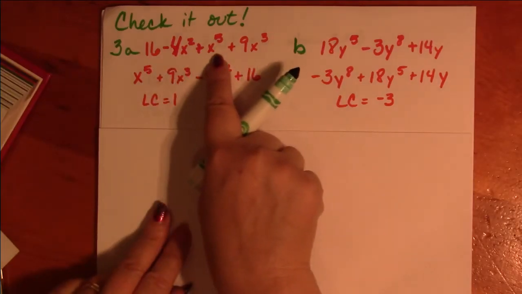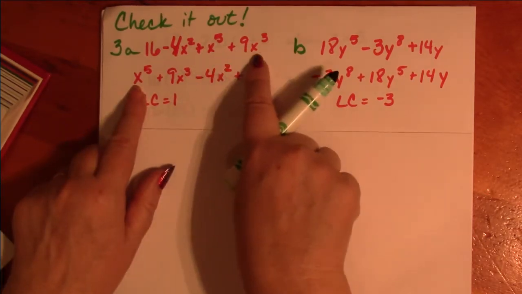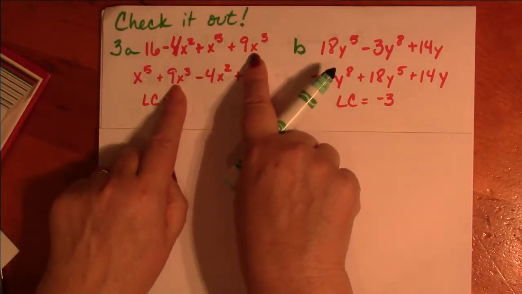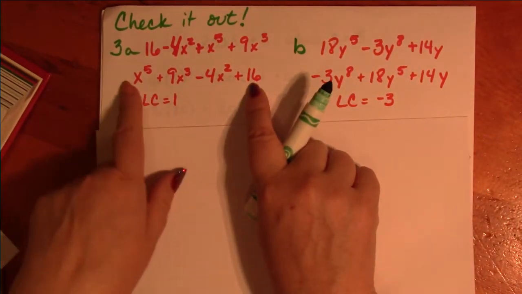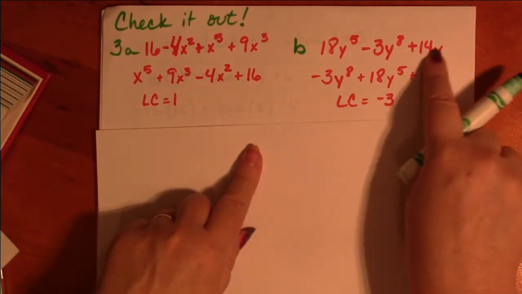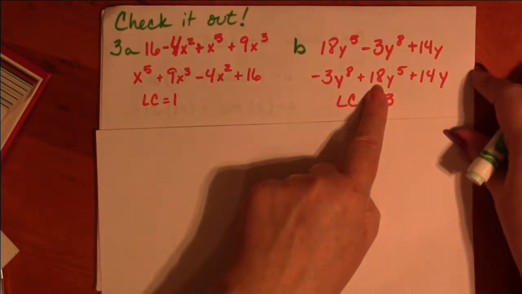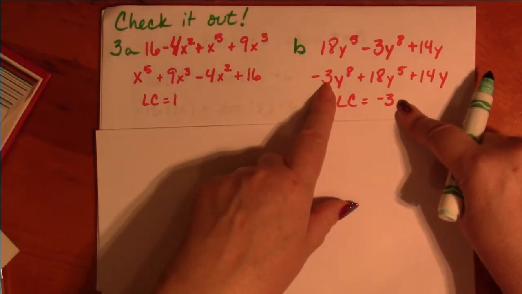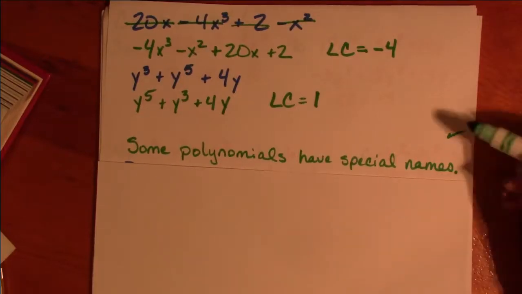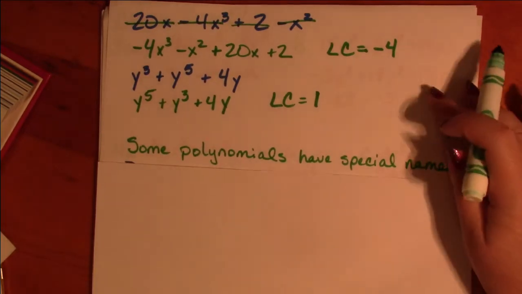So here we have x to the 5th is going to be first, and then x cubed, and then x squared, and then no x, and our leading coefficient is 1. Here we have y to the 8th, and y to the 5th, and y to the 1st, and our leading coefficient is -3.